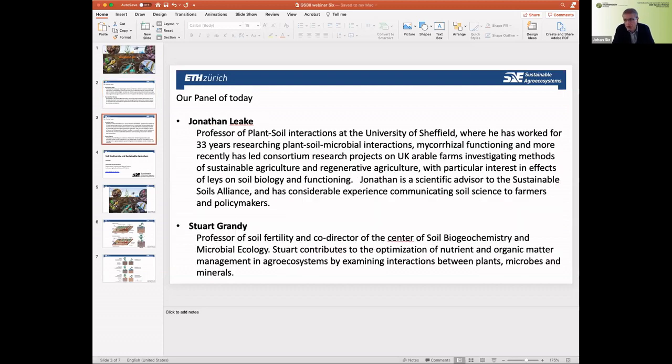The third person is Jonathan Leake, and you will see there is Jonathan, and he is at the University of Sheffield as a professor of plant-soil interactions. He has worked there for quite some time on plant-soil microbial interactions, mycorrhizal functioning, and more recently has also led some bigger consortiums on UK arable farms, investigating the methods of sustainable agriculture and especially regenerative agriculture. And there he has a particular interest in the effects of leys on soil biology and functioning. Jonathan is also a scientific advisor to the Sustainable Soils Alliance and has considerable experience communicating soil science to farmers and policymakers. So I'm sure you're also looking forward to hearing from him about leys and how to communicate about that with farmers and policymakers.